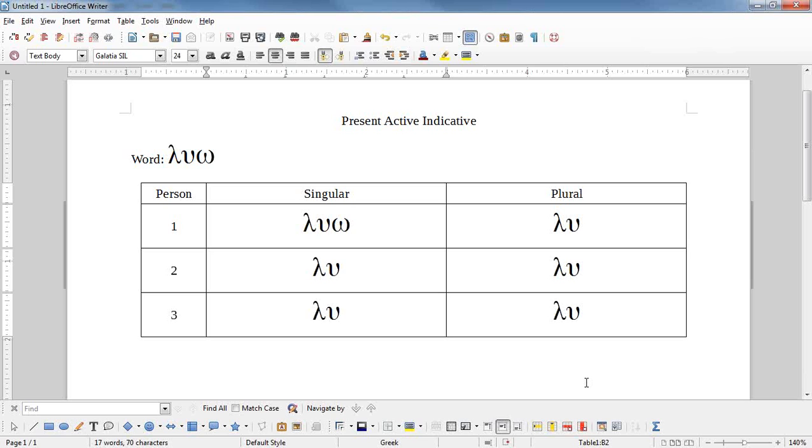Okay? Your second person singular ending is epsilon, iota, sigma. Lueis. Your third person singular is epsilon, iota. Luei.